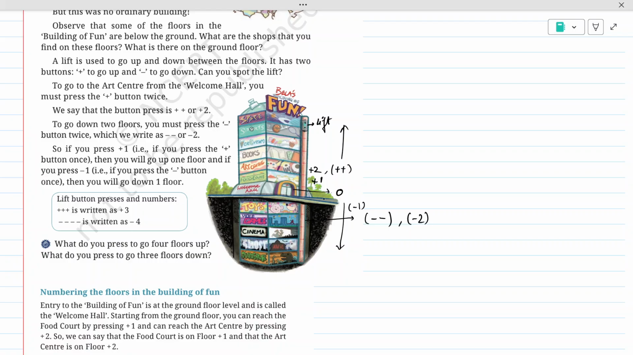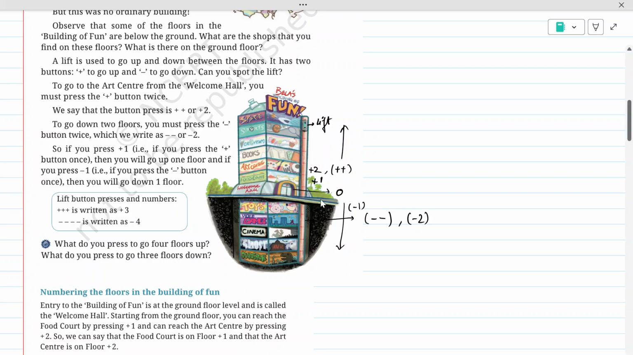We have a ground floor and we have some floors above and below the ground. If we have to go up, we have to press the button plus. If we have to go down, we have to press the button minus. Now it depends on how many floors we have to go up, that many times we have to press the plus button. Similarly for the minus, if we have to go down. What do you press to go 4 floors up?